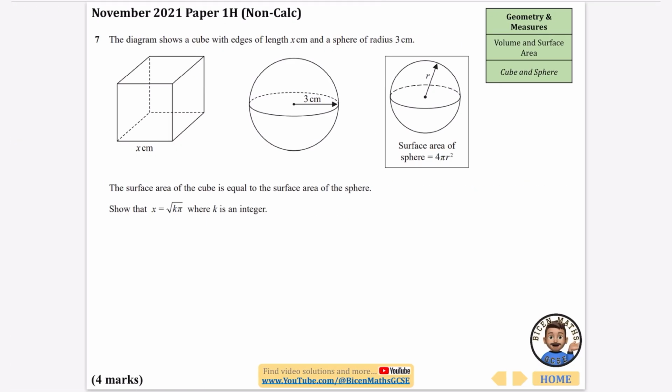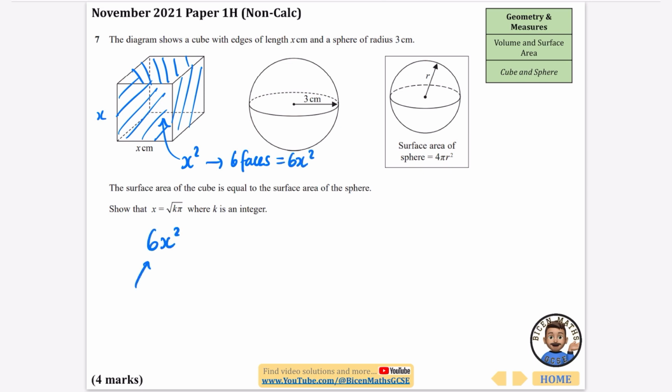Okay, this time we're looking at a cube and a sphere. It's a non-calculator paper, and it's talking about surface area. It says the surface area of the cube is equal to the surface area of the sphere. So the surface area of the cube is saying find the area of one of these sides and basically multiply it by 6, because we've got 6 different sides. So one of these faces that we have here, well, it's x centimeters on one side and x on the other. It is x squared. And because there are 6 faces, it's going to be 6x squared. So the surface area of the cube is 6x squared.